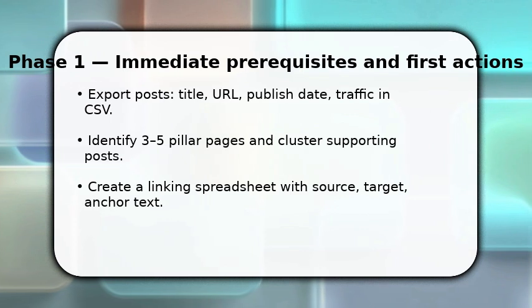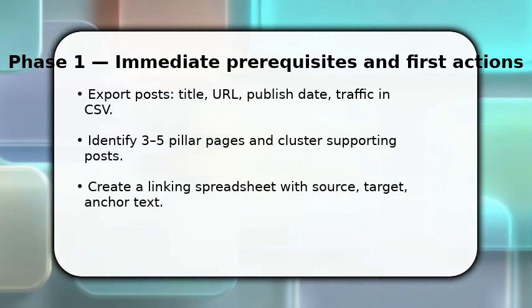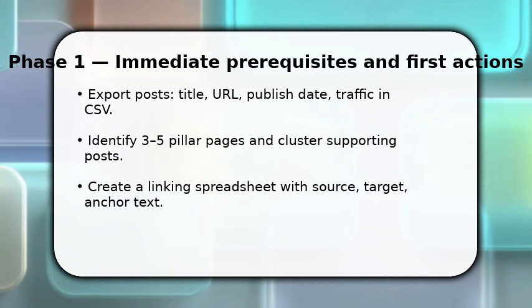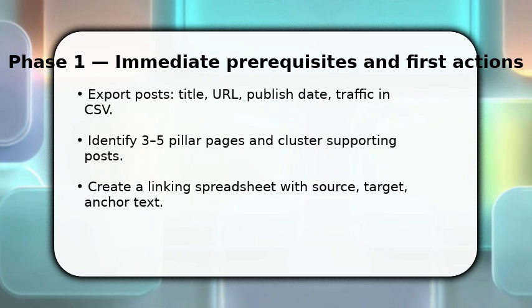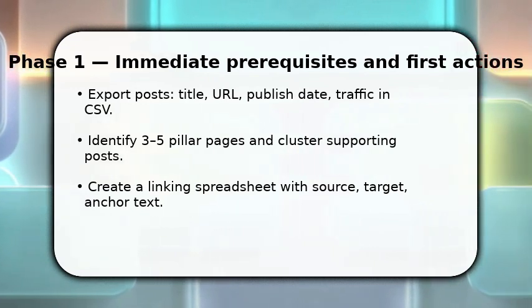Next, build a simple spreadsheet listing source post, target pillar, and preferred anchor text. This is your execution map. Make sure to include page intent and topic tags so you can spot natural anchor opportunities while you edit.